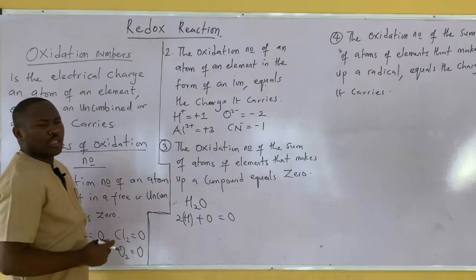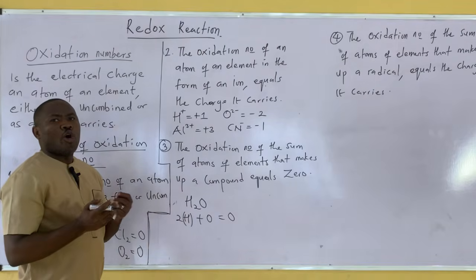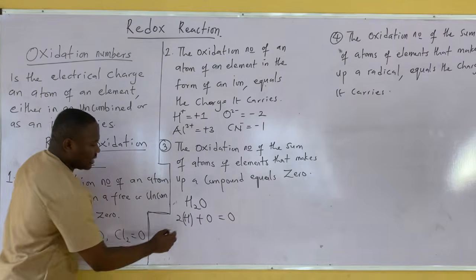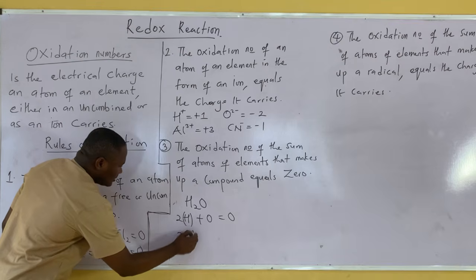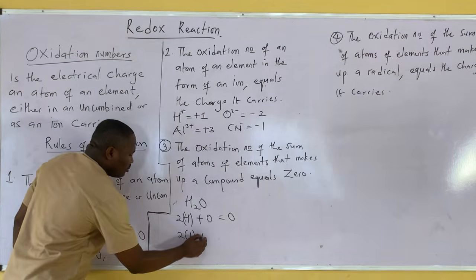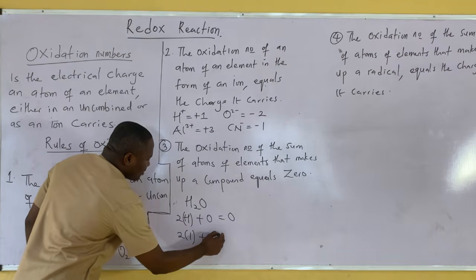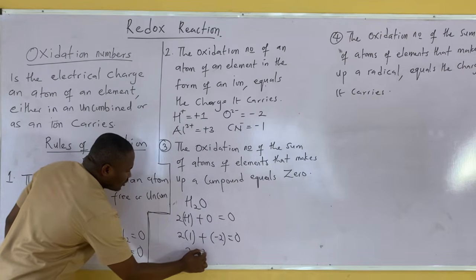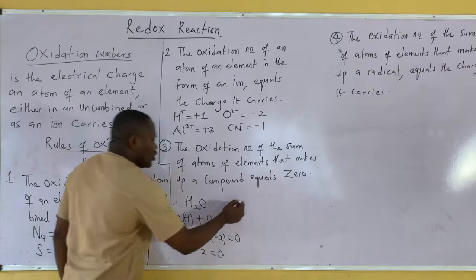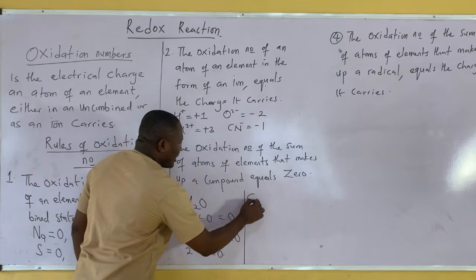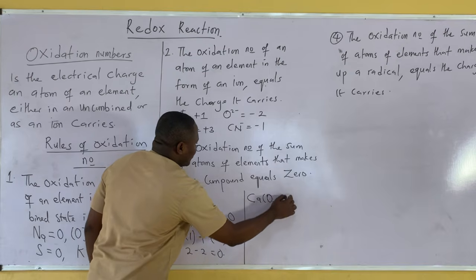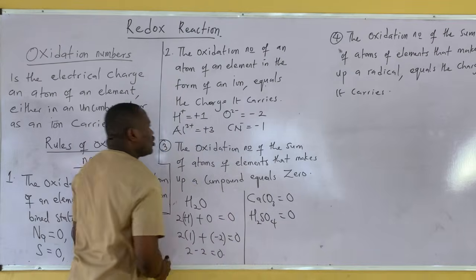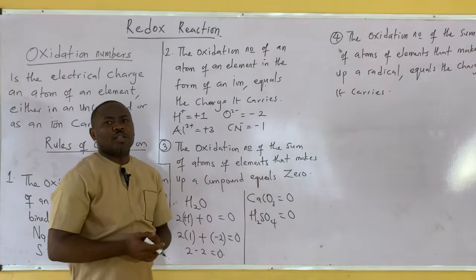What is H? Now, hydrogen is not uncombined. It's combining with oxygen. So what is the oxidation number of hydrogen? It's now 2 brackets 1. Hydrogen is 1 plus. What about oxygen? Oxygen is minus 2. We'll say equals 0. Now it becomes 2 minus 2 equals 0. So the oxidation number of compounds, so I can say CaCO3 equals 0. I can say H2SO4 equals 0. So the oxidation number of compounds is equal to 0.